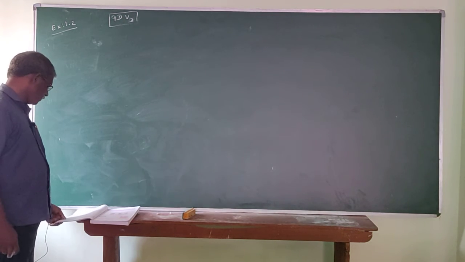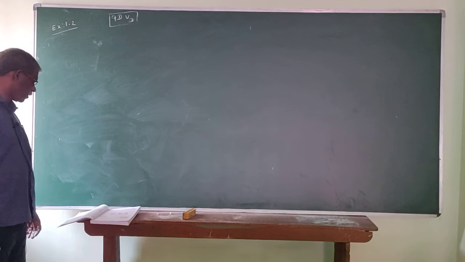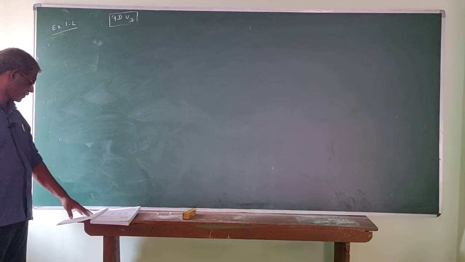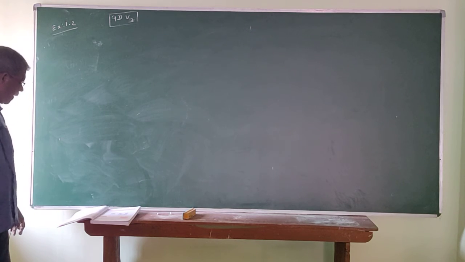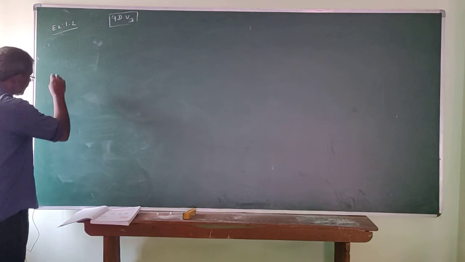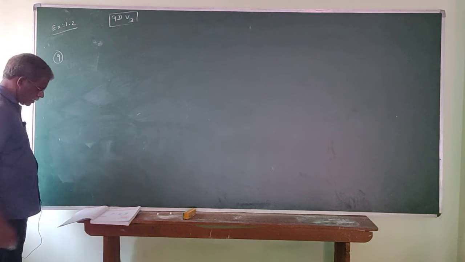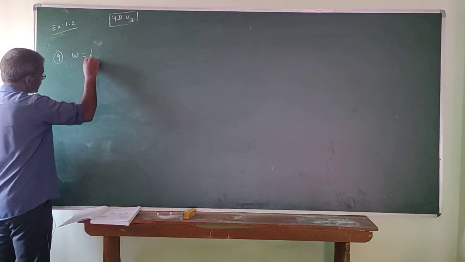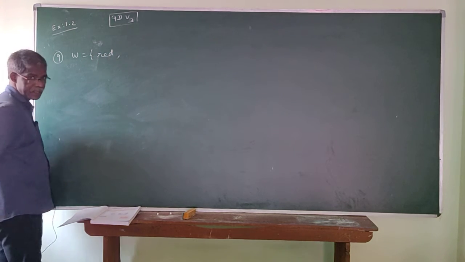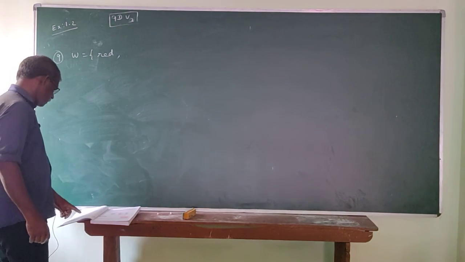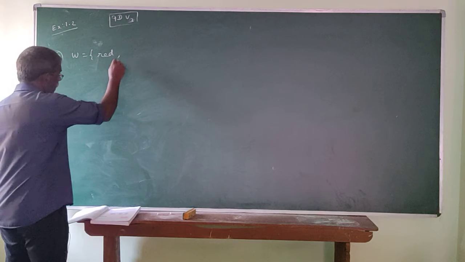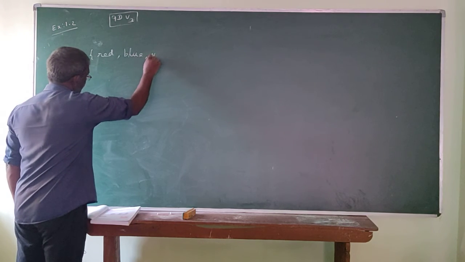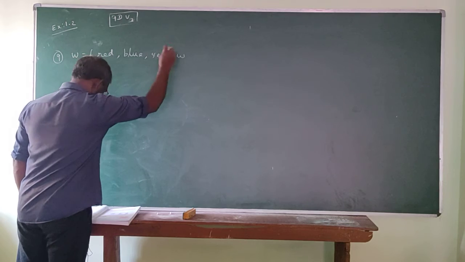What is question number 9? Find the number of subsets and the number of proper subsets of the following sets. Question number 9. So given W is equal to {red, blue, yellow}.